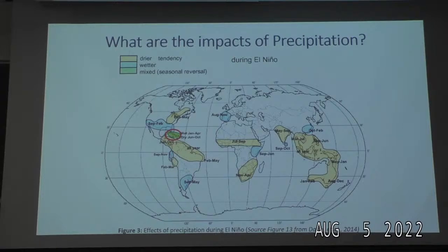And then we want to focus on the Caribbean region, but what is going to happen? It's going to depend, because we are going to have different impacts depending on the season. For example, in the Caribbean region, as you can see in the red circle, we are going to have wet conditions only for the season from January to April. And then we are going to have dry conditions for June and October.